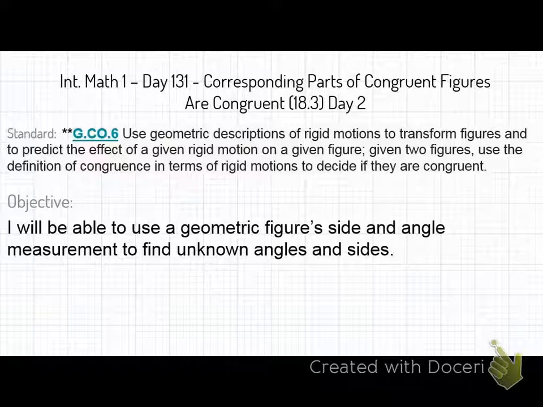Alright, this is the lesson for day 131. We're going to continue on corresponding parts of congruent figures.